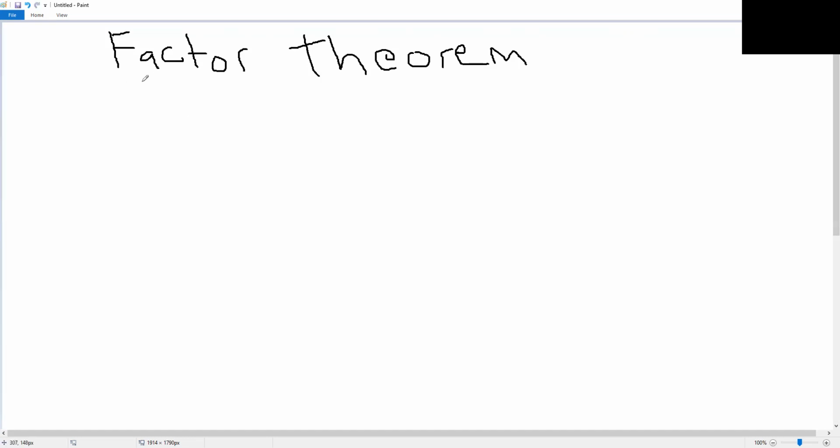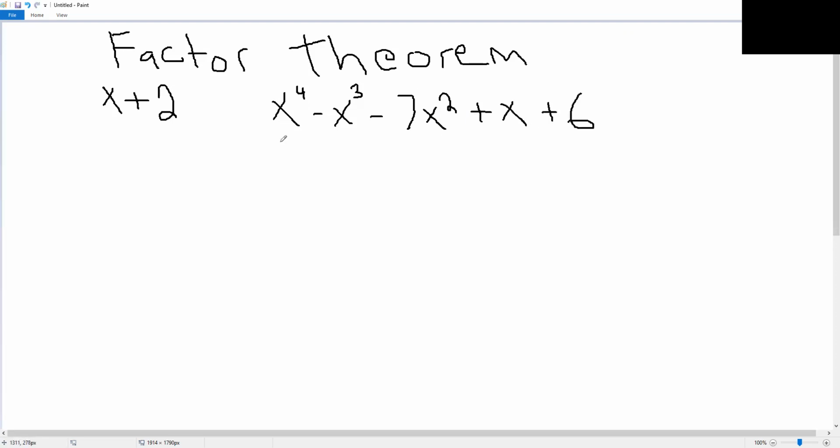So let's say, and this is how they give it to you, they're going to ask the question, is x plus 2 a factor of x to the 4th minus x cubed minus 7x squared plus x plus 6? So is x plus 2 a factor of this polynomial here? This is how we determine that.